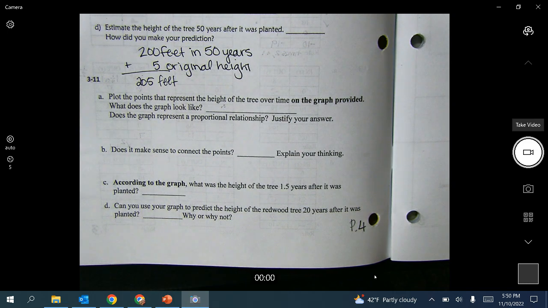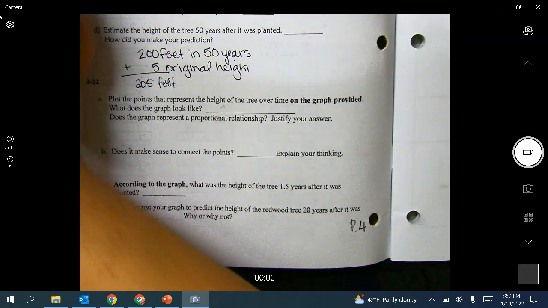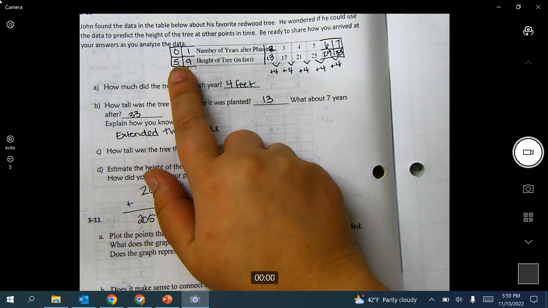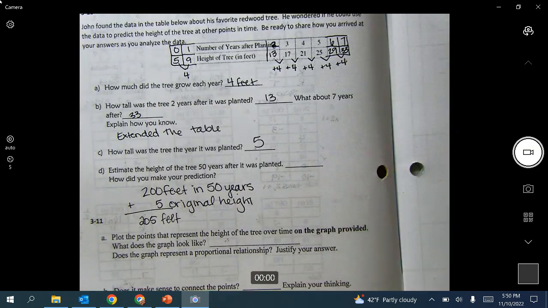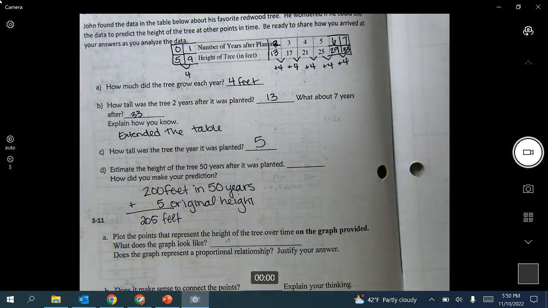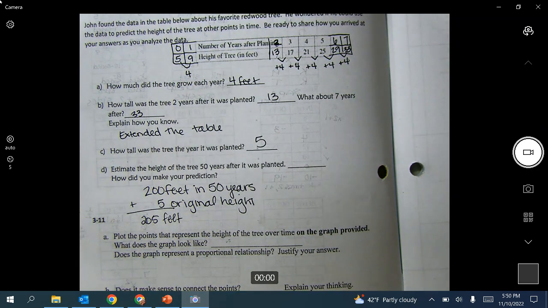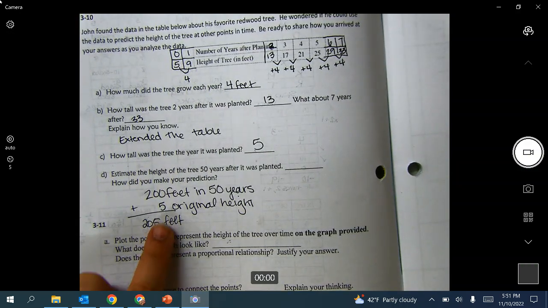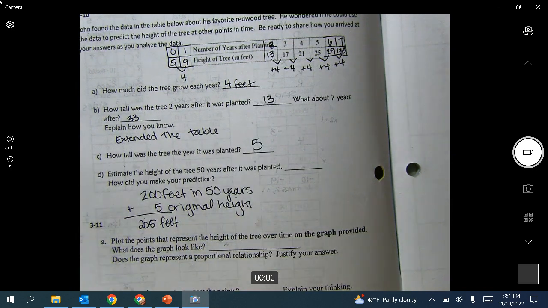Okay, guys, so let's go ahead and finish up John's giant redwood tree on page 4. So we just went over filling out our table and extending it to year 0 and then up to year 7. And then we also used these rules to predict how tall the tree would be 50 years after it was planted. And that was 205 feet because we had to add the 5 feet for the original height.